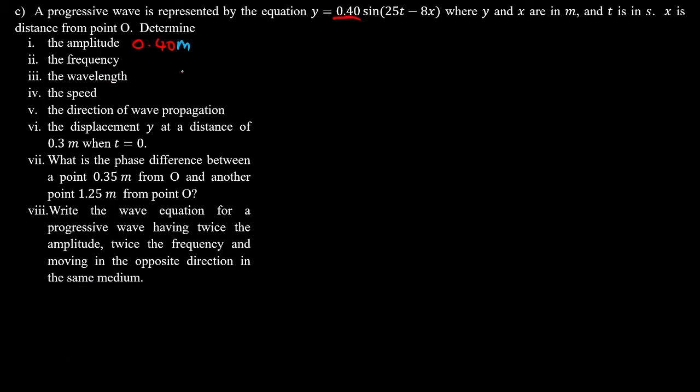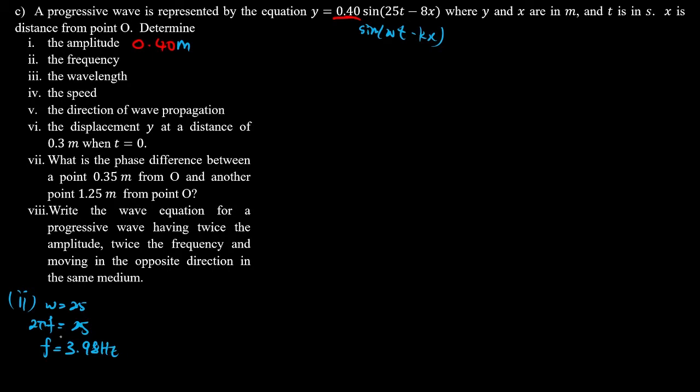So for frequency, how do you get a frequency? So question number 2, frequency. So we know that sine omega t minus kx. So from here we know that omega is actually 25. So omega is equal to 25, which we know that omega is 2 pi f equal to 25. So f will be equivalent to 3.98 hertz.